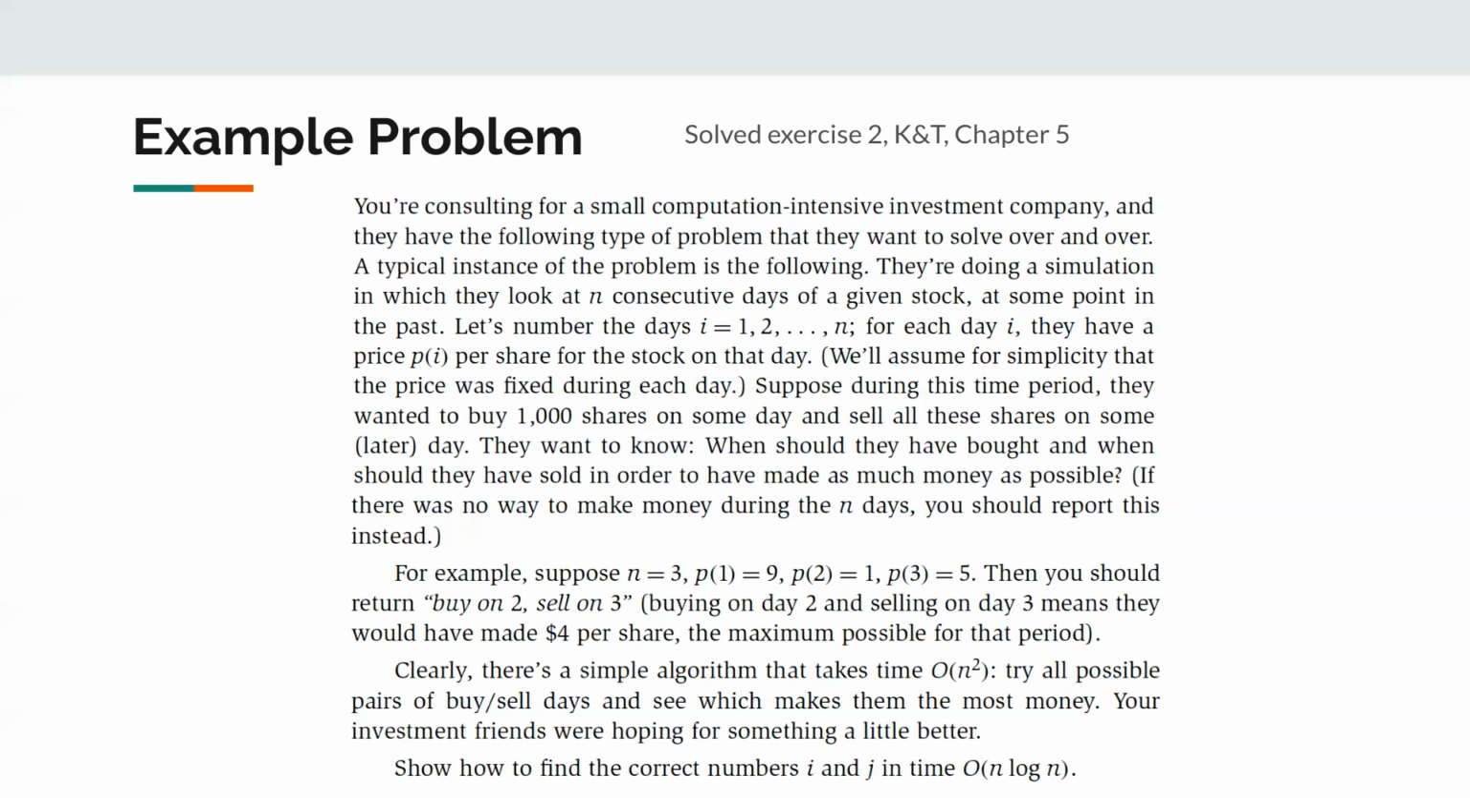The question says that there is a simple algorithm for this that would take time O of n squared. You could brute force it by trying all possible pairs of buying and selling days and seeing which makes the most money. But what the question is asking you to do is something a bit better: find the numbers i and j, so the buy and sell strategy, in time O of n log n. I'm going to give people 5 minutes to look at the question and think about things, and then we'll go over and discuss them.